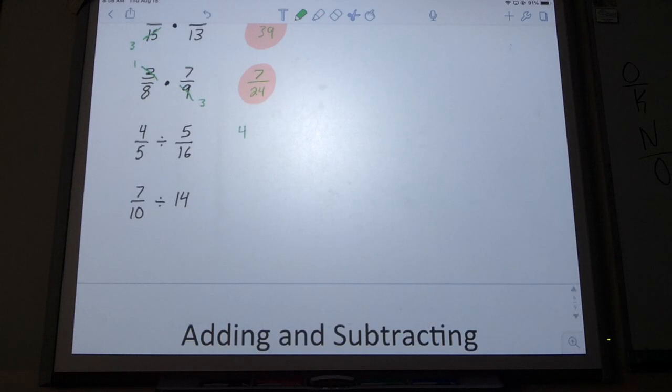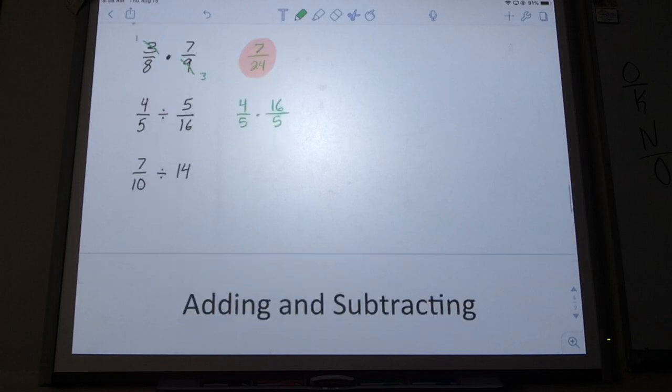So 4 over 5 multiplied by 16 over 5. I think I wrote that down wrong because it looks like that 4 really wants to simplify with that 16. Okay, so what's 4 times 16? 64, and 5 times 5, and there's nothing we can do with that.